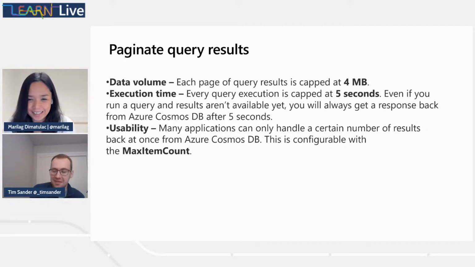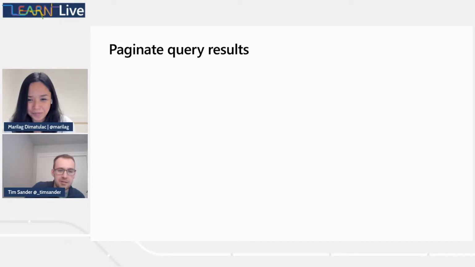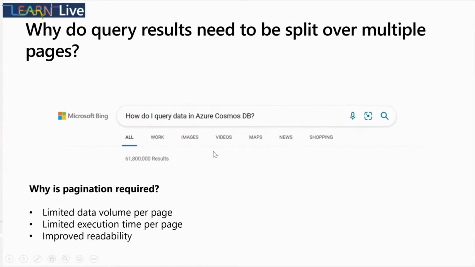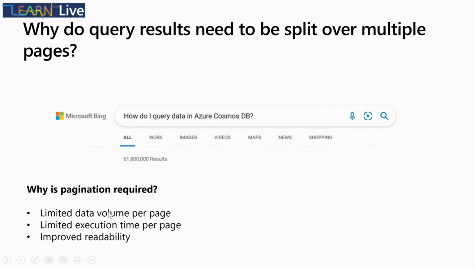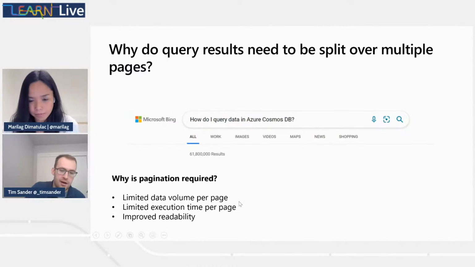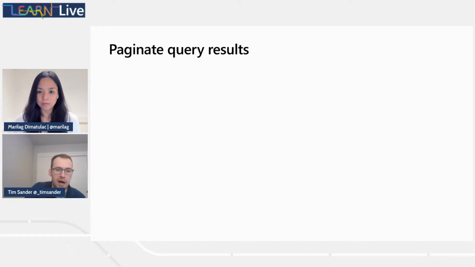But yeah, we're talking about, just in Bing, right? If you were to do a search, pagination is required because you don't want to get a ton of data back, right? If you got 61 million results back at once, your browser is going to crash. You don't want to wait for 61 million results at once, because if you use a search engine and it takes that long to get data back, you're not going to be a happy customer, right? And then, of course, improved readability, right? Getting 10 results back is a lot more manageable than getting millions back.